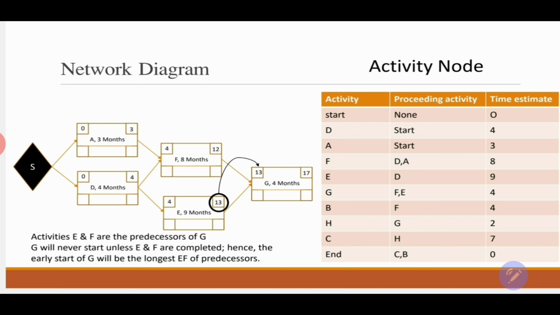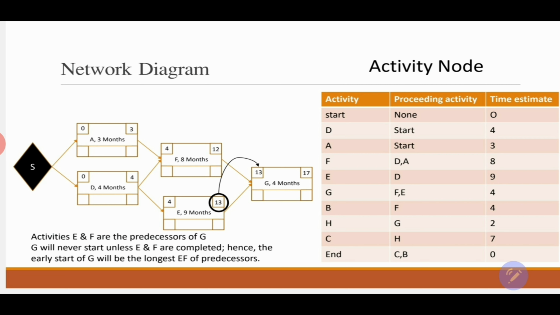Because this is the greatest or longest early finish from the two predecessors. Again, G will never start unless the activities F and E are completed, and it is the longest one, which is 13. And I would like just to remind you one more time that the activities that have multiple predecessors are considered to be risk potential activities.